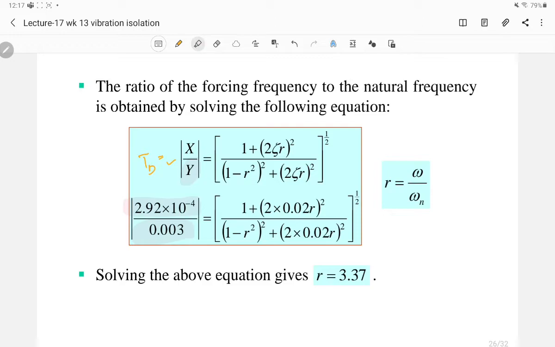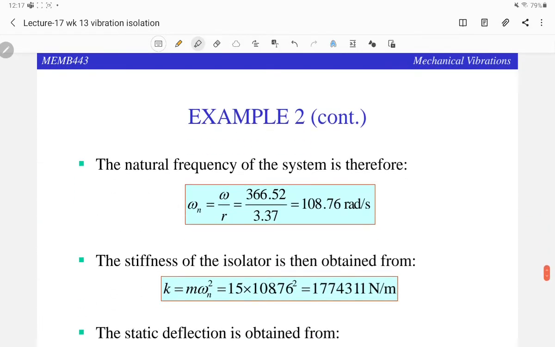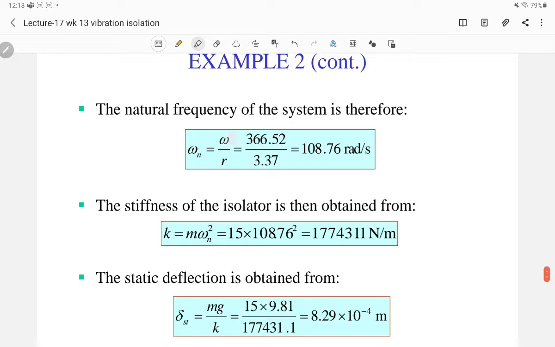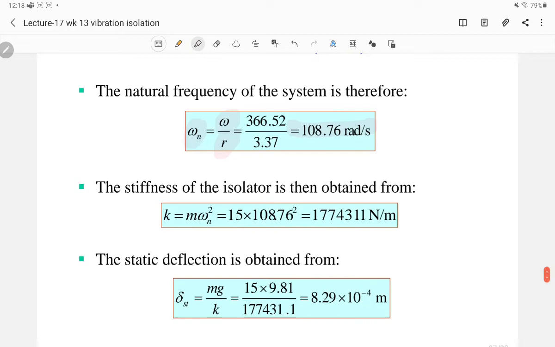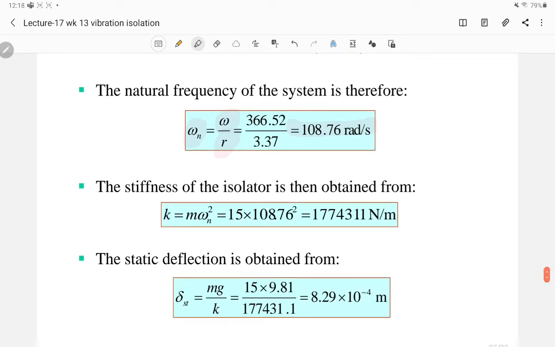So in this problem, it's slightly different. You don't have the isolation efficiency, but they give you the capital Y, and you have to calculate capital X. Once you get that, you can solve for the R. Since you have omega and R, you can calculate your omega n. This is quite similar to example 1. Once you get your omega n, you can get your K. So you're done with part 2 of this question.